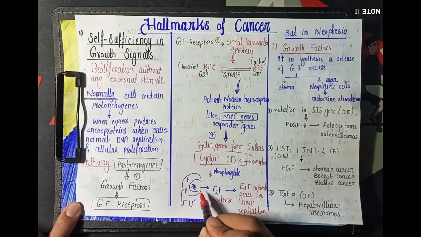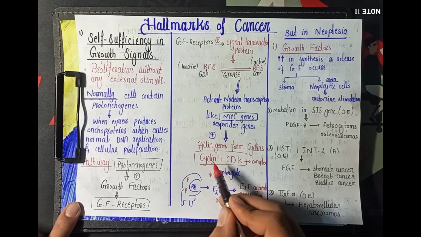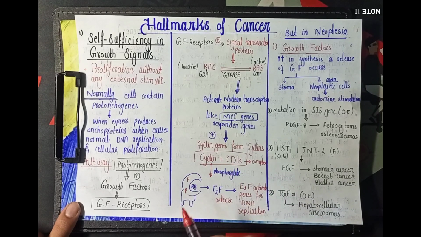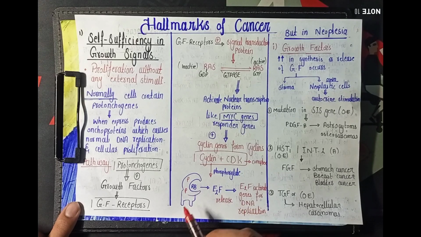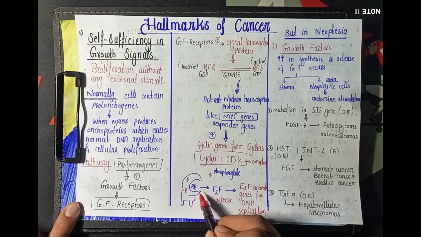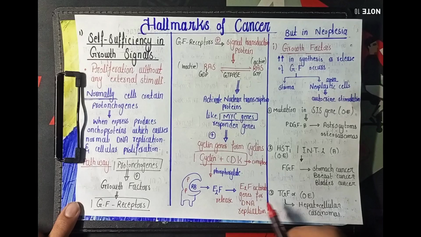Normally the RB gene holds the E2F factor and prevents it from being released, because E2F causes cellular proliferation, so the RB gene holds it. But when the cyclin binds with the cyclin dependent kinase enzyme and they form a complex, this complex acts on the RB gene, and this kinase enzyme phosphorylates the RB gene. So when the RB gene is phosphorylated, it becomes inactive and releases the E2F factor. And when E2F is released, it causes DNA replication and normal cellular proliferation.